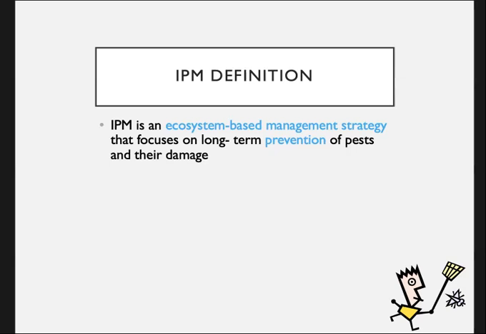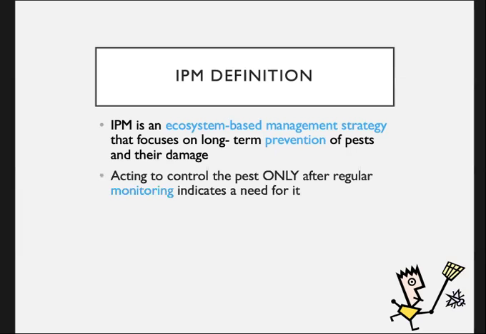It means also acting to control pests only after you have made adequate observations. You have monitored and collected data and have proof that there is some need that you need to control the pest, okay? It's not just identifying some damage on a plant and saying, okay, I need to get rid of that insect or whatever that pest organism is. So lots of monitoring, lots of collecting data and research to make informed decisions again.